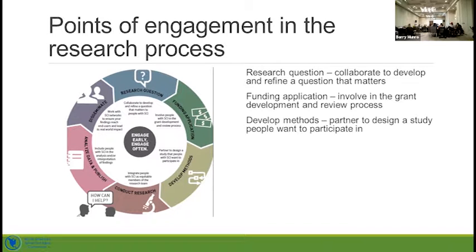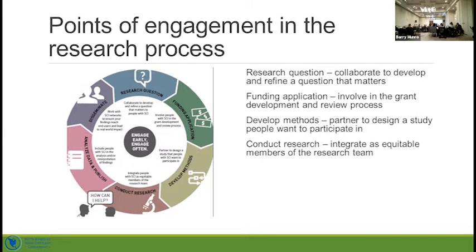The next step is actually developing the methods, and we hear a lot about partnering to design a human study that people want to participate in. But it's also partnering in understanding the tools that basic science researchers have. What are you trying to accomplish? For example, what is it about bladder that's the problem? Do we need to be looking at incontinence? Do we need to be looking at storage? That kind of thing can be very helpful for what a basic scientist picks as an outcome measure.